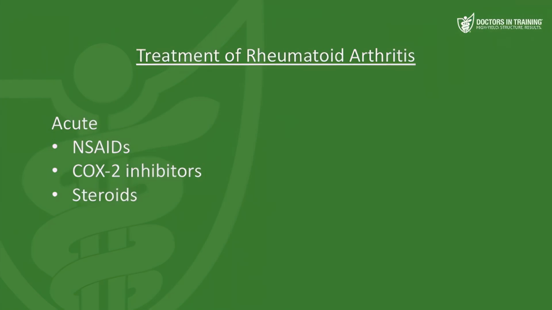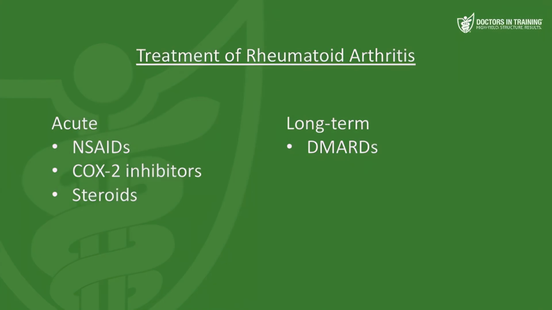But there are a lot of downsides to chronic steroid use, such as osteoporosis, Cushing syndrome, and all those things we're going to cover in endocrinology. But for long-term, day-to-day management, your treatment goal is to alter or modify the course of the illness. So we can use what we call disease-modifying anti-rheumatic drugs, or DMARDs.